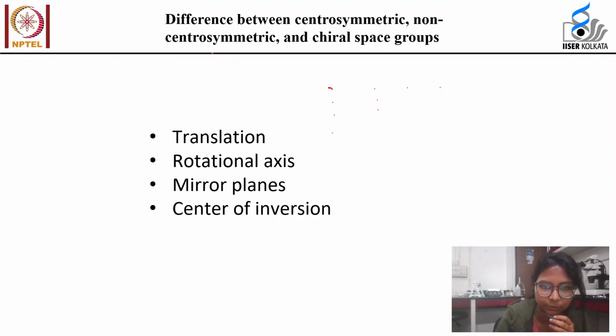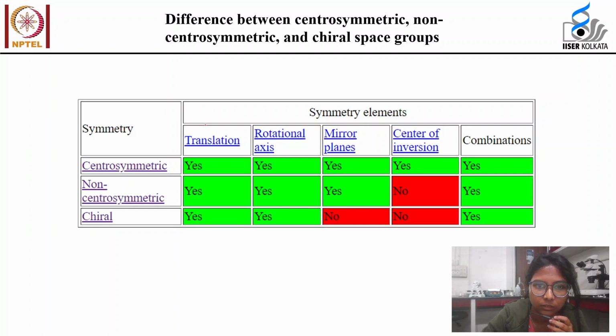Yeah, so then let me explain the rest. First let us talk about translational symmetry. Translational symmetry is the basic symmetry. So centrosymmetric, non-centrosymmetric, and chiral space groups will all have translational symmetry. Then we come to the rotational axes, like two-fold, three-fold, four-fold, and six-fold. All of them can have rotational axes. They may or may not have them, but the important thing is that they can. It will not hamper the symmetry.